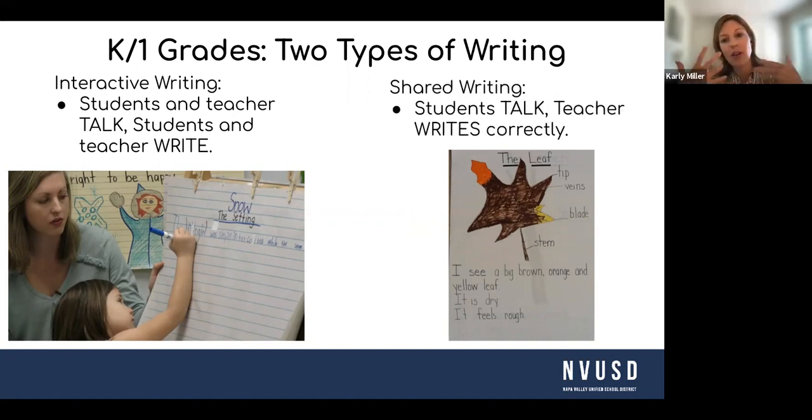And this is if we were to go out and take a walk on the playground and see what we notice. The students are going to do the talking. They're going to say, I saw a leaf. Well, tell me about a leaf. Well, there were these little bumps. Okay, those are called veins. There's tips of the leaf. What colors are the tips of the leaf? Well, they're orange and yellow. So the teacher is drawing this and the students are feeding information to her, and she or he is writing, and they're writing correctly. The students are saying, I see a big brown, orange, and yellow leaf.